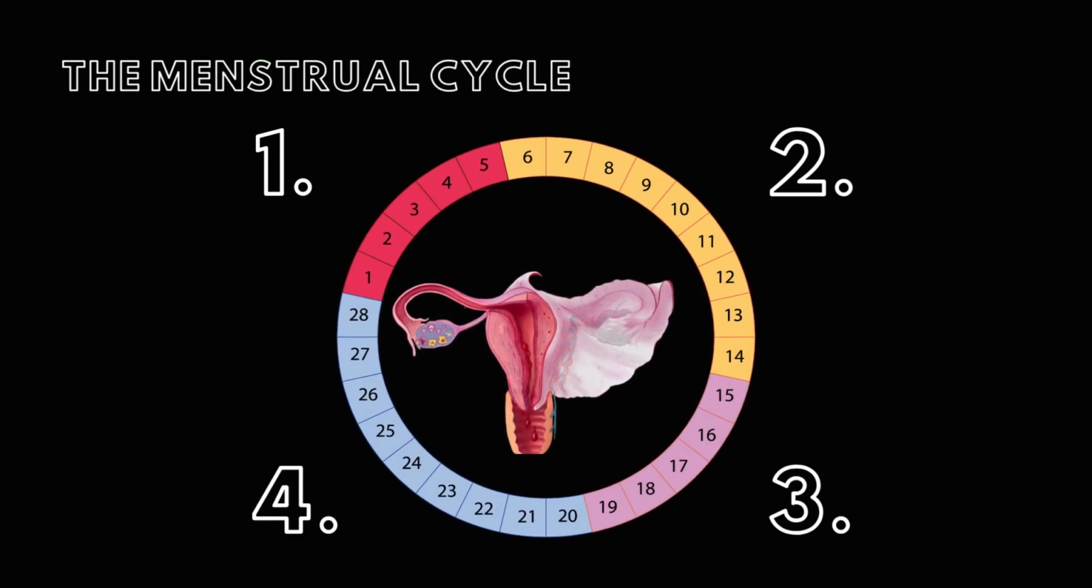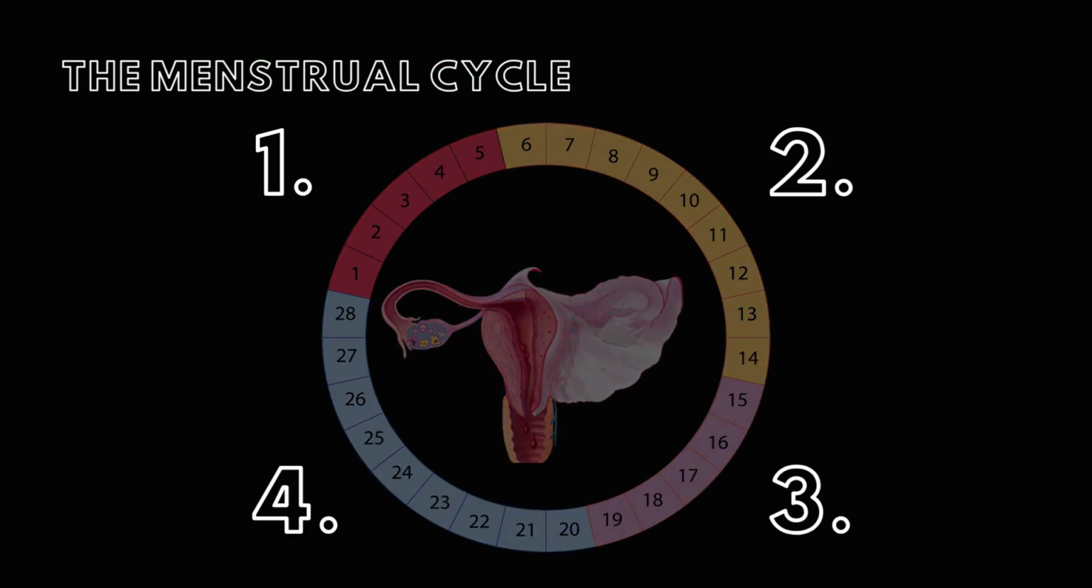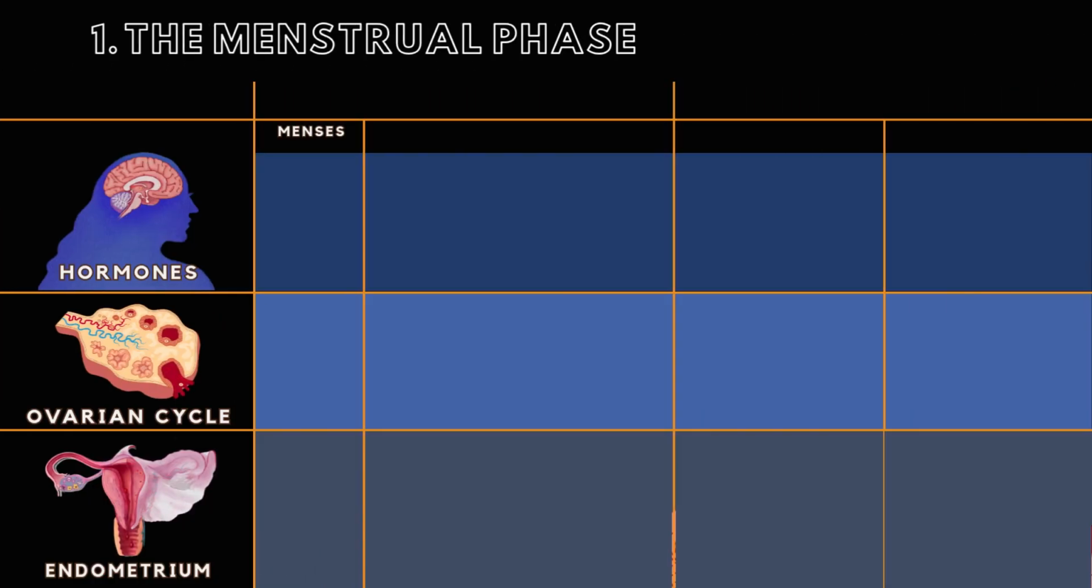The menstrual cycle is divided into 4 distinct phases. Phase 1, the menstrual phase, or menses. This first phase marks the beginning of a cycle. During the menstrual phase, the endometrial lining is shed due to a drop in estrogen and progesterone levels, as long as fertilization has not occurred. Fertilization, of course, leads to pregnancy. On average, this part of the process lasts 1 to 5 days.